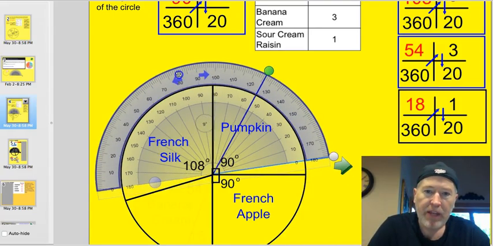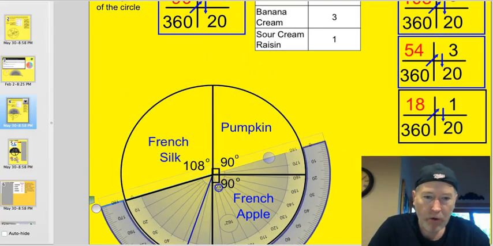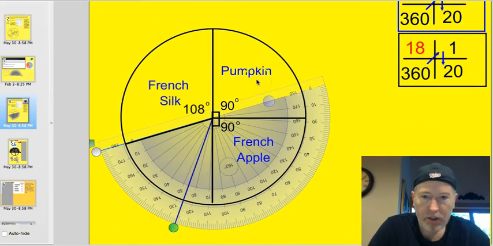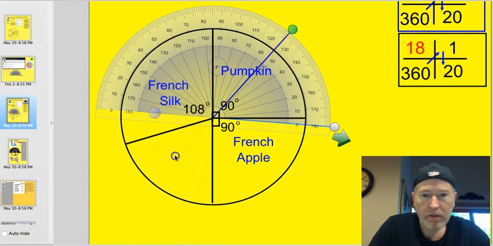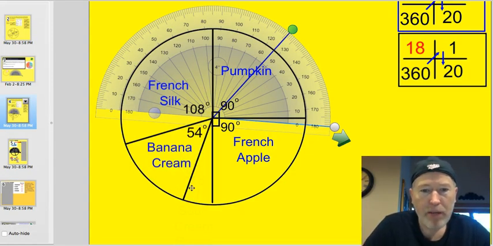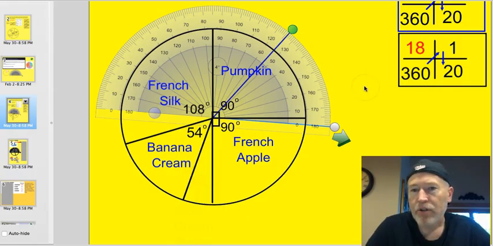So I'm just going to pivot that guy around. I'm going to put that right in next to the French silk. So I've got my 90s. I've got my 108 degree here. And that's going to give me problems tonight. It's not going to let me do that, so I'm going to have to pivot this back, and I can get her in. There's my banana cream at 54 degrees, and I still have to do this 18-degree angle down here.